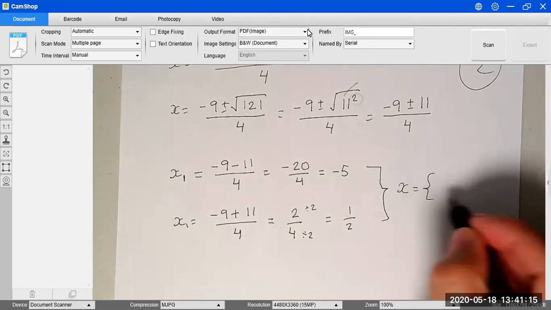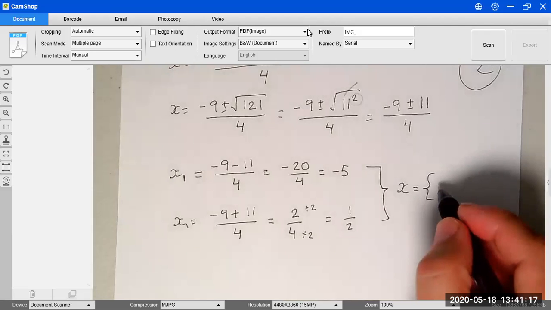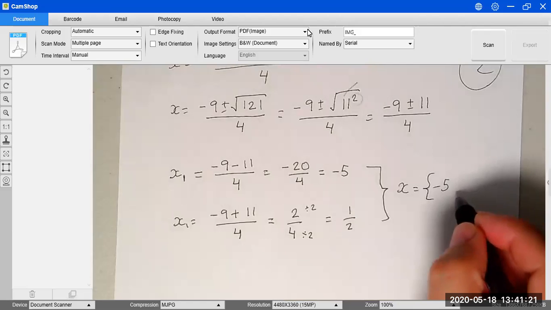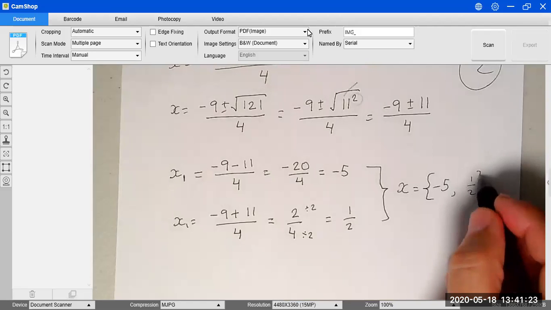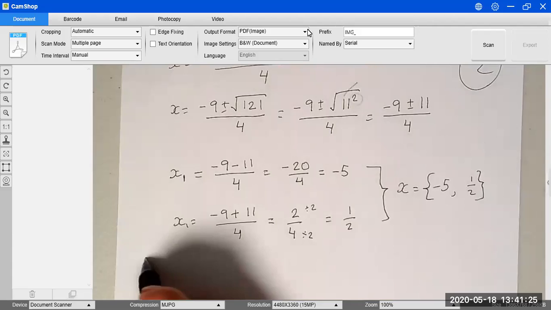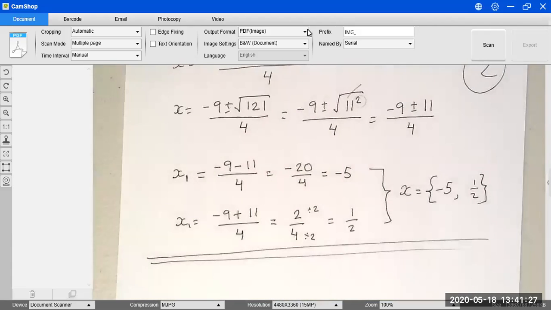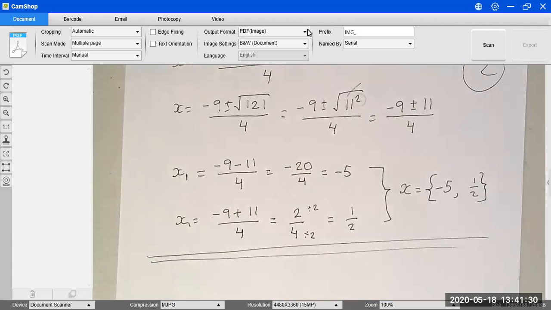So these two solutions can be written by using the set notation. So we use a curly brace, then we write first the most negative one, so it's going to be negative 5 comma 1/2. So that's the solution for this first problem by using the quadratic formula.